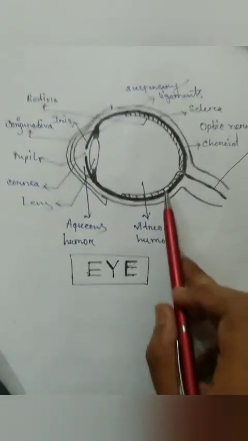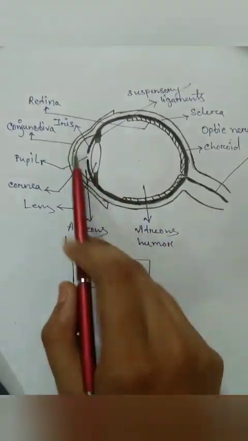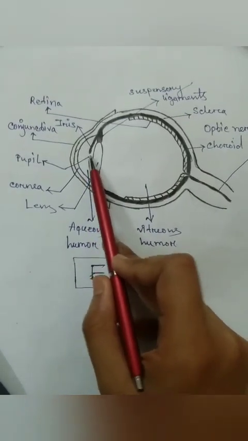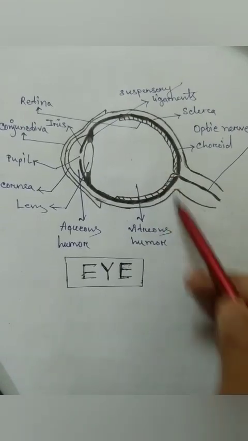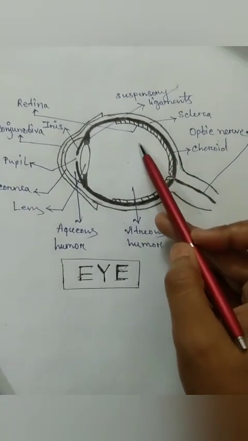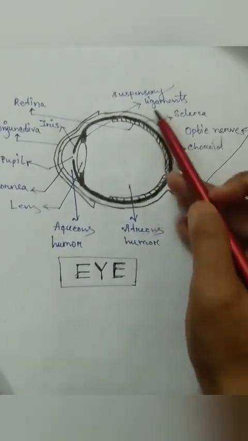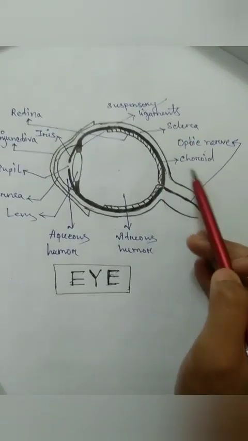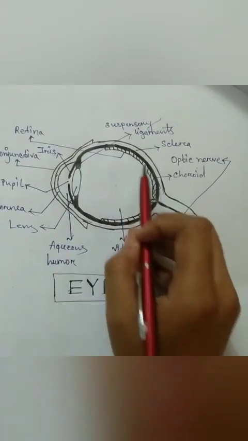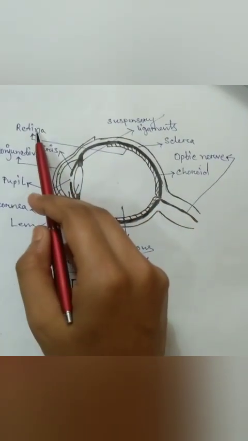Our eyeball is mainly divided into 2 chambers. Here is the anterior chamber which contains the aqueous humor, and here is the posterior chamber which contains the vitreous humor. Also our eyeball contains 3 layers. Here first is the sclera, then second is the choroid layer, and third is the retina.